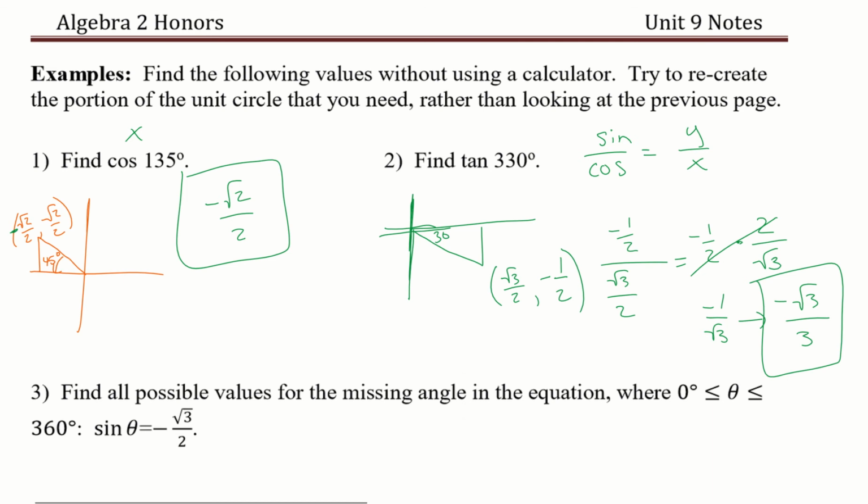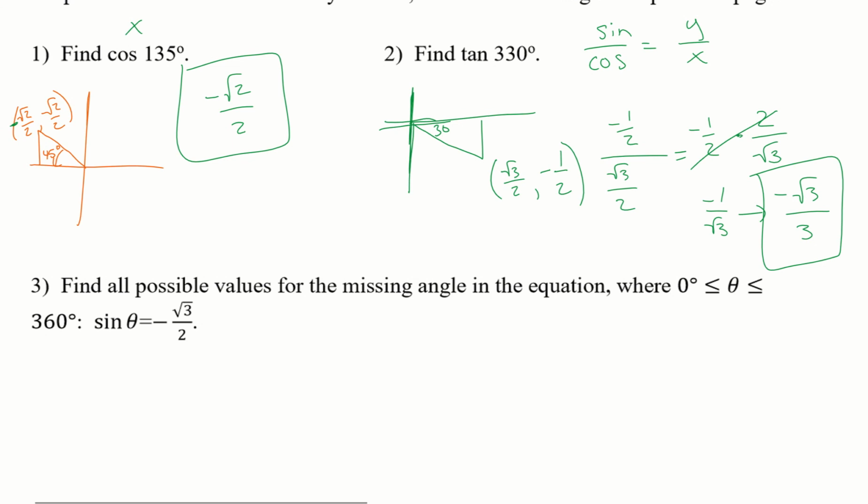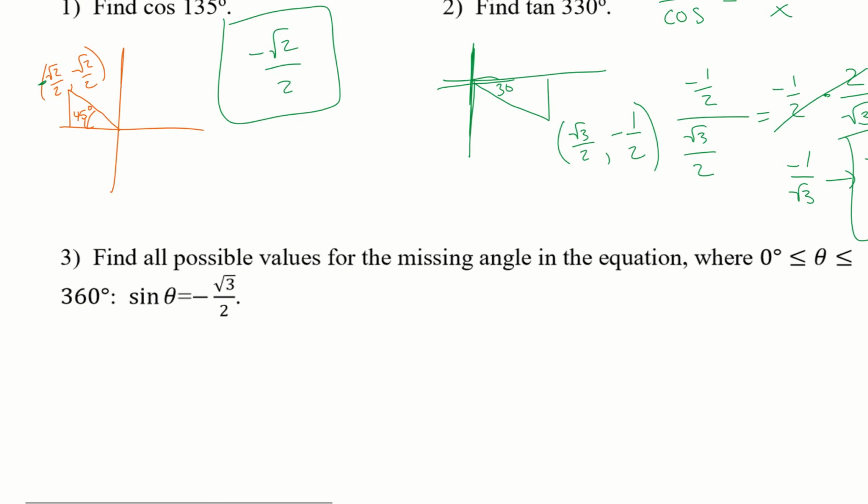All right, let's take a look at number 3. Find all possible values for the missing angle in the equation where the theta is between 0 and 360. So that means we're not going to be worrying about negative numbers, and we're not going to go past 360. So just in the single unit circle. So I have sine of theta equals negative root 3 over 2.